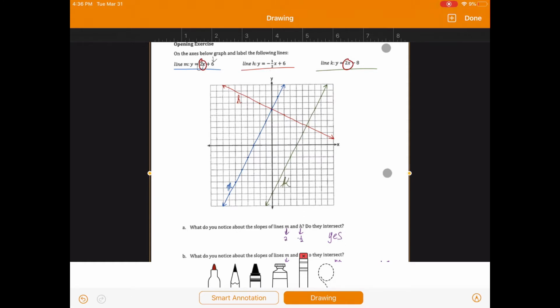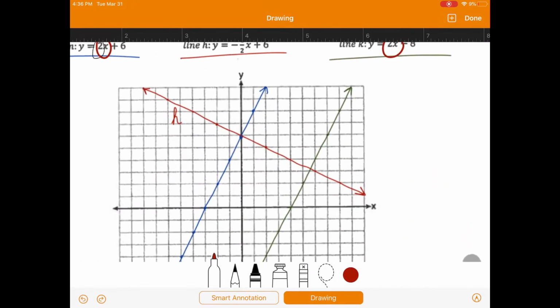And if you look carefully, these ones, the 2 and the -1/2, when they cross right here and also right here, that is going to look like it's going to be 90-degree angles, and there's actually a rule for that too, and we'll talk about that in a little bit.